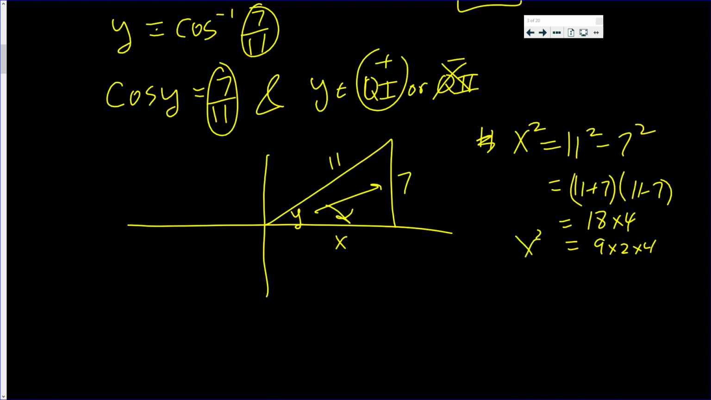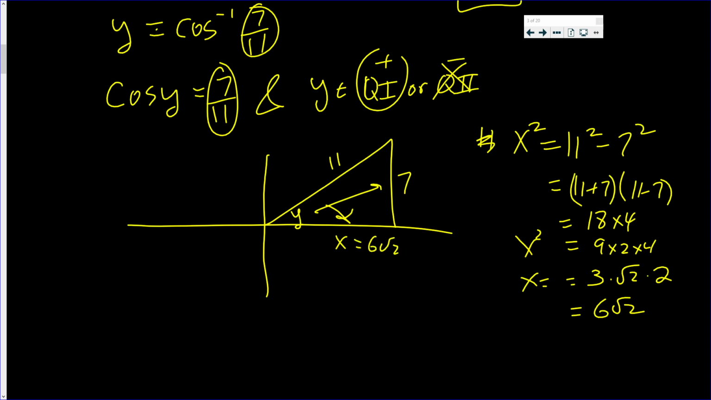So 18 times 4 is 9 times 2 times 4, and that's x squared. Well, x is going to be the square root of 9, which I know, the square root of 2, which I don't know, and the square root of 4, which I know. So it's going to be 6 square root of 2? You better believe it. 6 square root of 2.